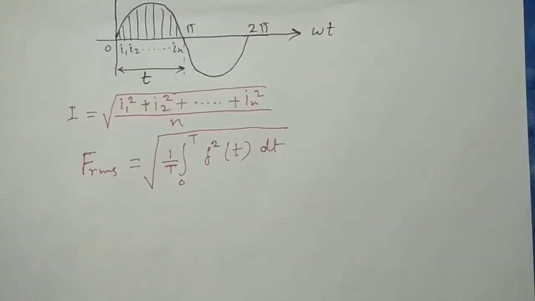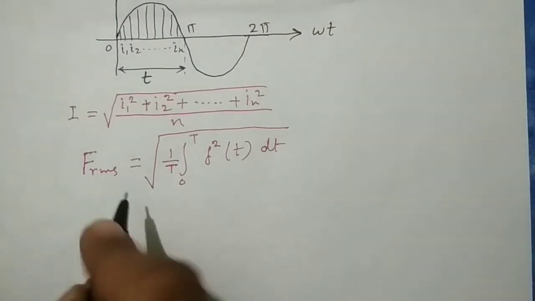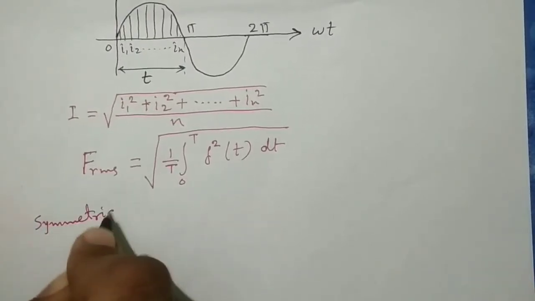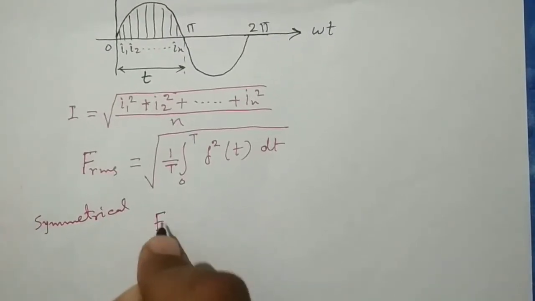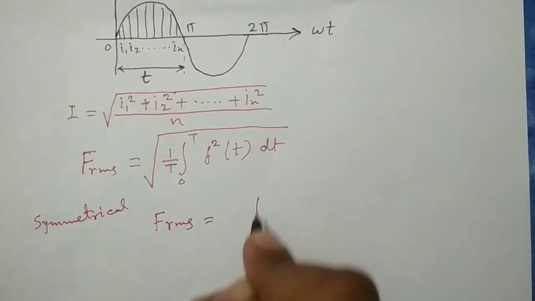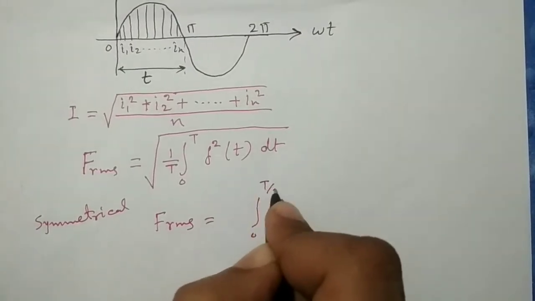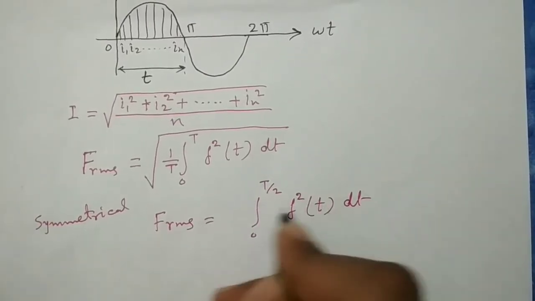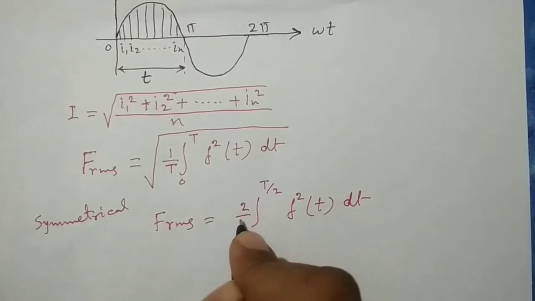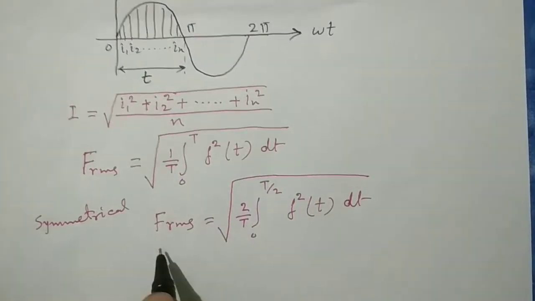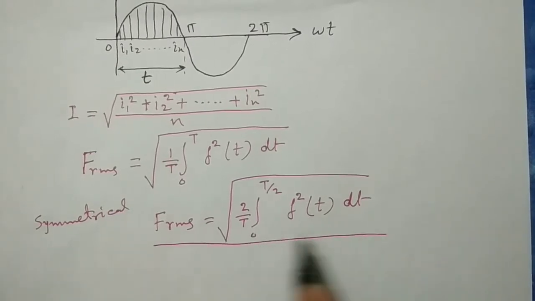In general, for a symmetrical waveform, the RMS value can be written as integration 0 to T by 2 of f square t with respect to dt, and then it is divided by T by 2, or multiplied by 2 by T, and the square root of the entire thing.